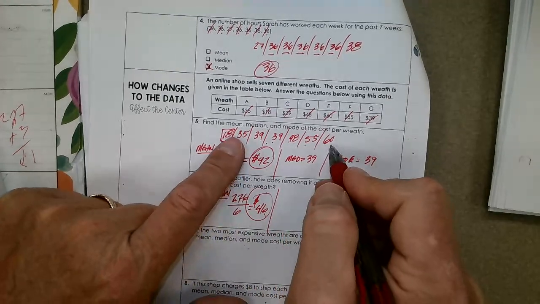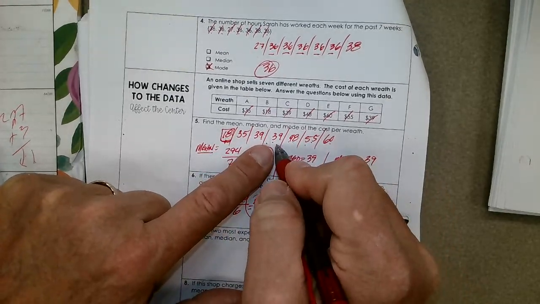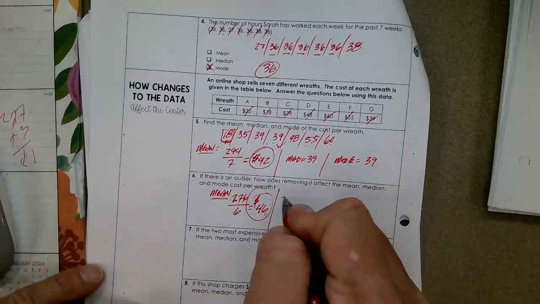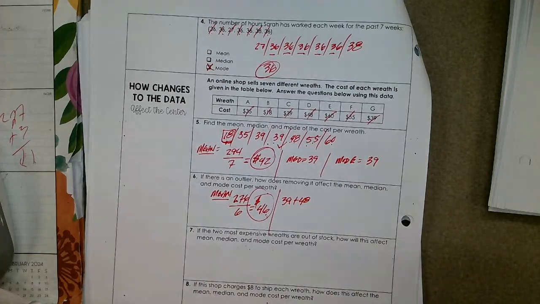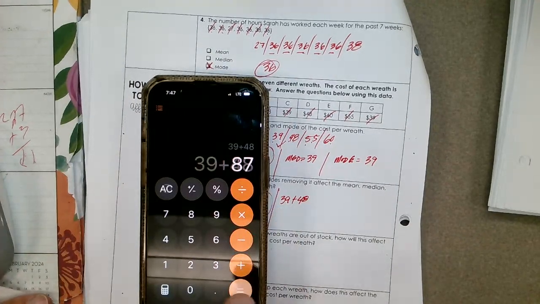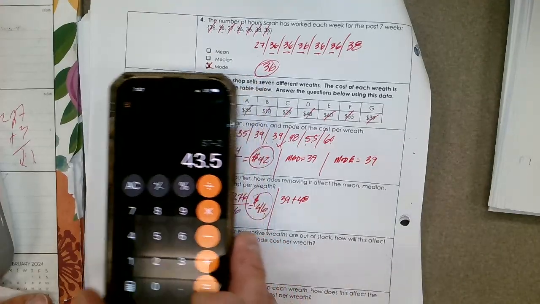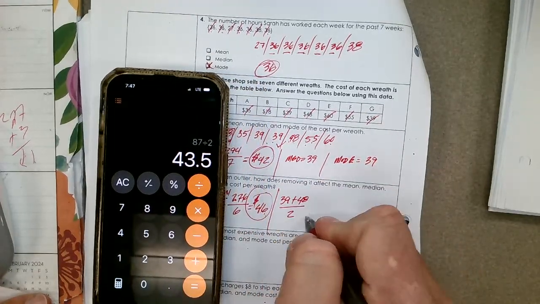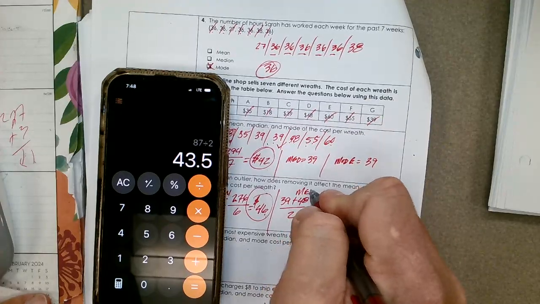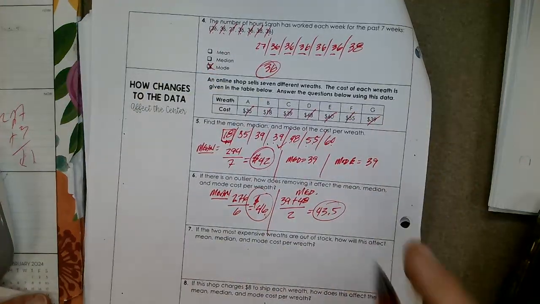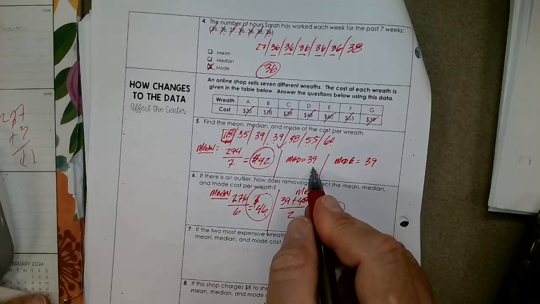Without the outlier, the median is now 39 plus 48, and let's use our calculator, 39 plus 48, equals, divided by 2, is 43.5. So this is our median without the outlier. So did it move it? A little bit.